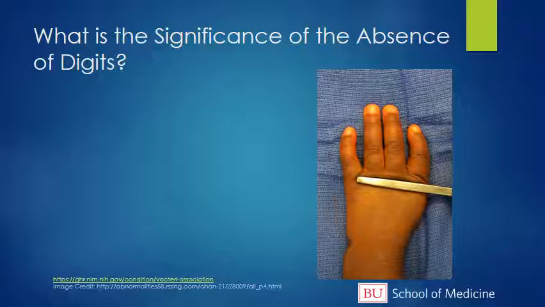Now, what is the significance of the absence of digits? Well, we stated that polydactyly and syndactyly have rare or occasional association with genetic syndromes. The absence of digits is highly suggestive of systemic genetic abnormalities. In particular, the absence of a thumb is noted to be related to what is called the VACTERL association.